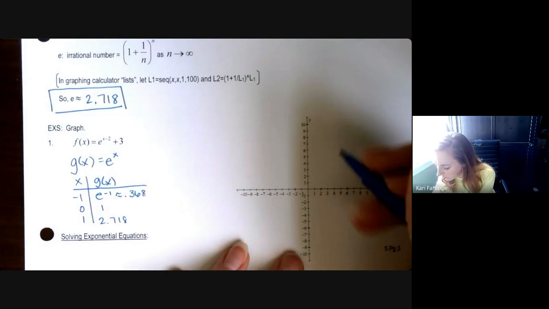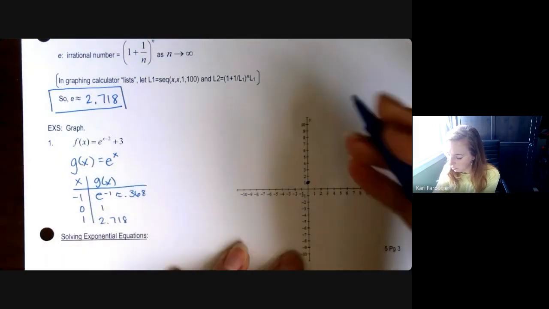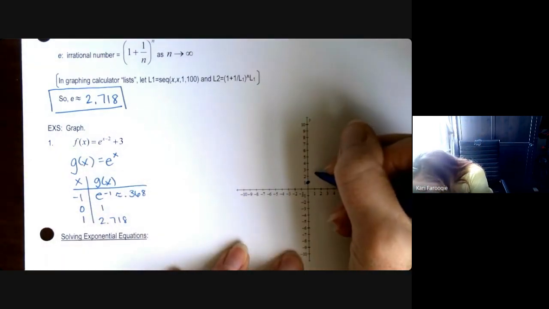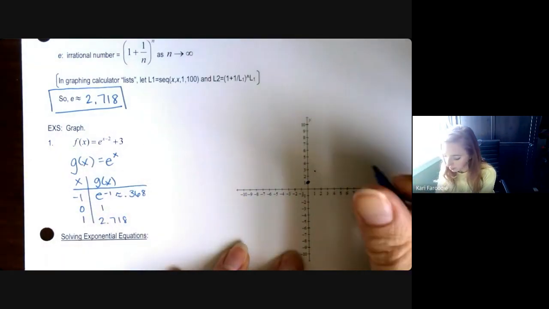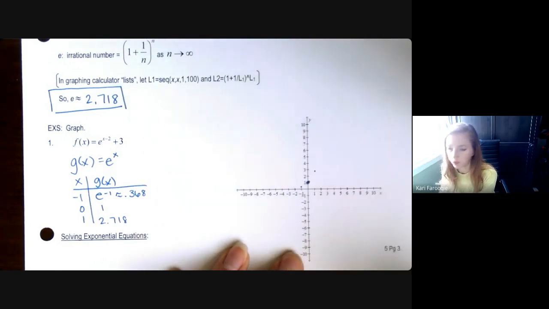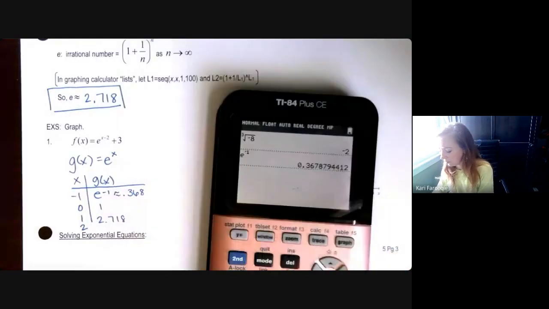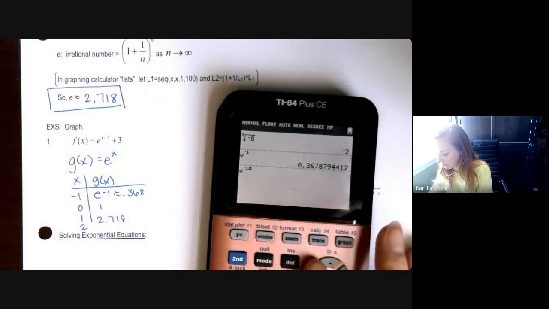Okay, so if x is 0, y is 1, that's going to be our y-intercept. If x is 1, y is about 2.7-ish. And then if x is negative 1, we're about 0.3-ish. Do the best you can. You're just going to have to eyeball it. If you want to get a point for 2, that's fine. It will help to guide your graph.